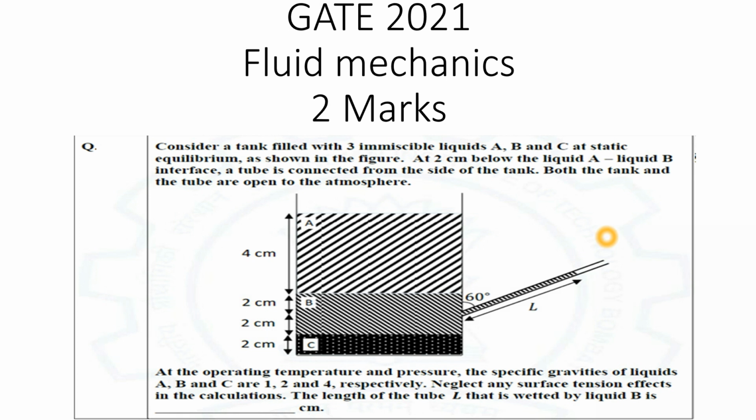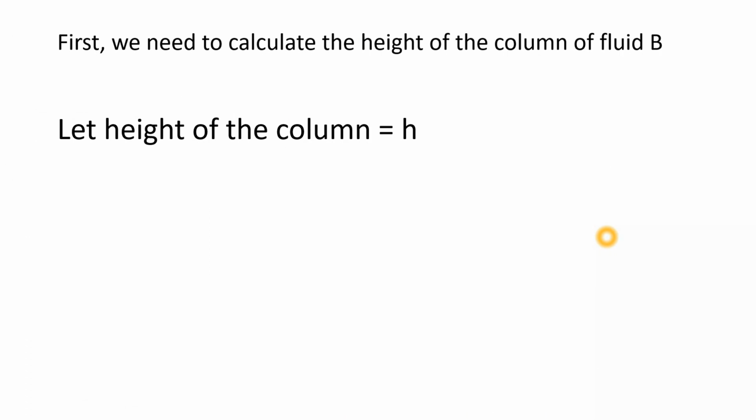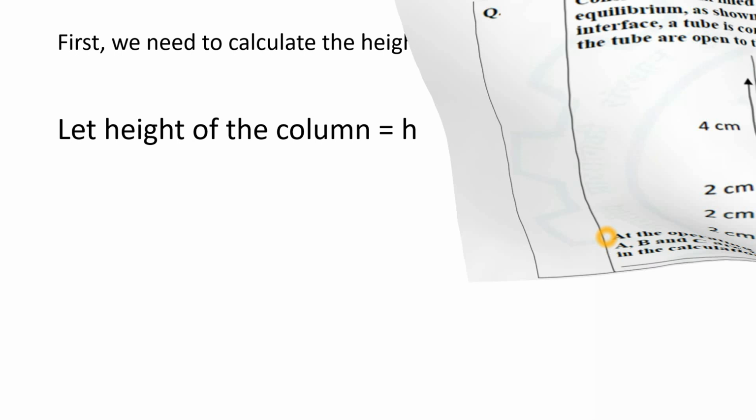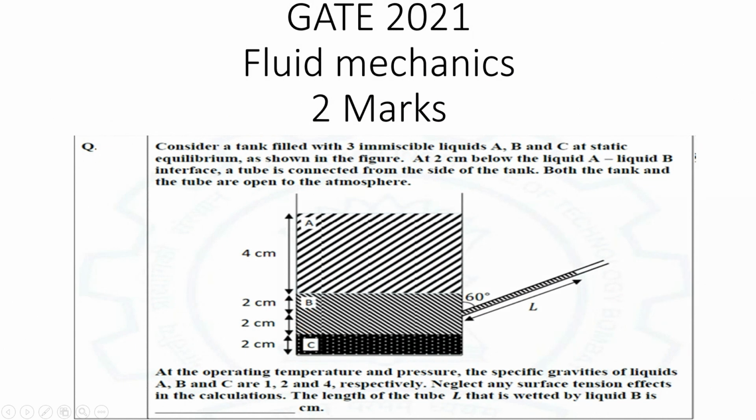So let's start with the solution. First, we need to calculate the height of the vertical column of fluid B. How can we calculate it? Due to the hydrostatic pressure, fluid B goes upward. If it is an inclined tube, but if it is a vertical tube, then the fluid will go up to some height, right? So first we need to calculate the vertical height of fluid B.